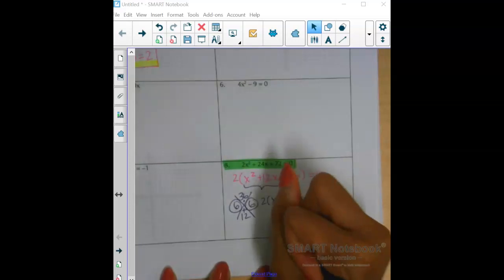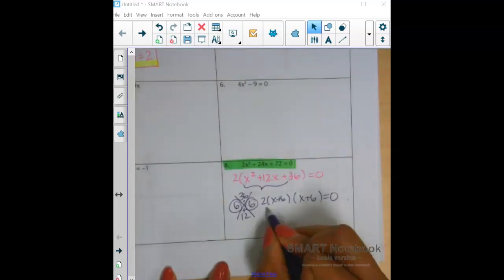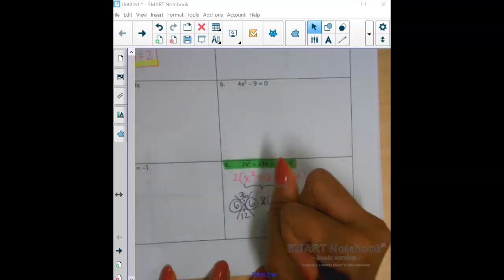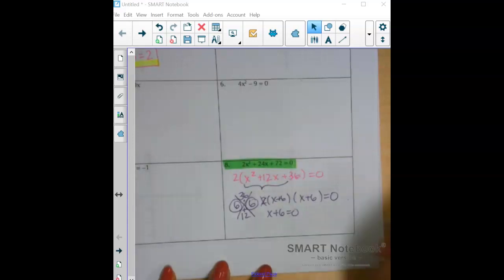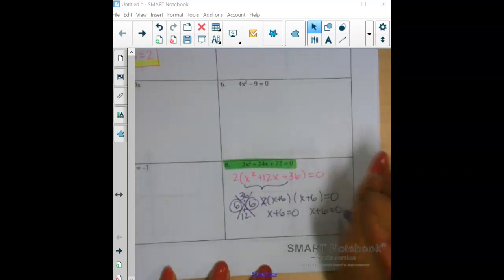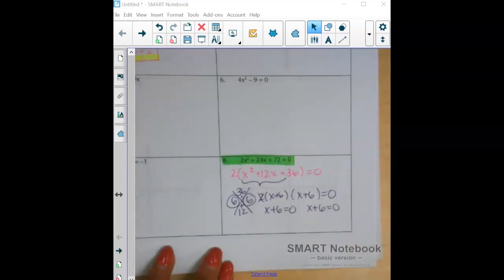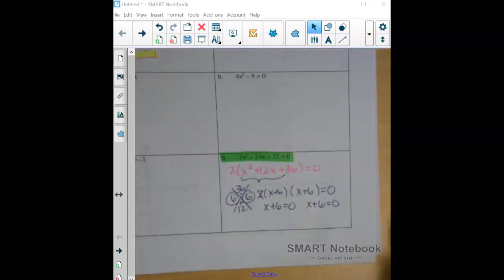The last thing I need to do, again, like I said with Nicholas, is by the zero product property, we're going to take everything that has a variable and we're going to set it equal to 0. The 2, does it have a variable with it? No. So we're just going to rewrite x plus 6 equal to 0. And the other, x plus 6 equal to 0. This 2 in the front, we don't need to solve. It's already kind of, quote, solved. We don't need to do anything else with it.